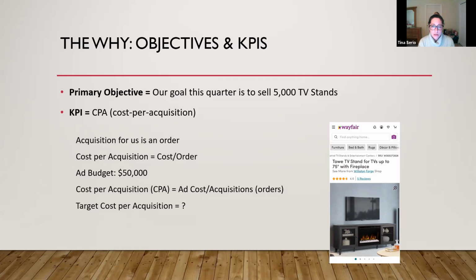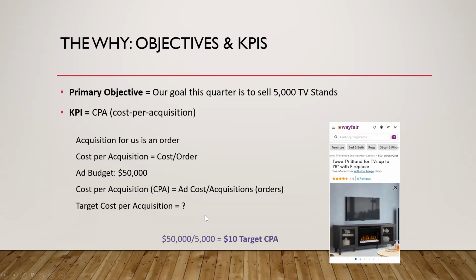So ad cost over their target order. I know the math. $10. $10, you got it. All right.